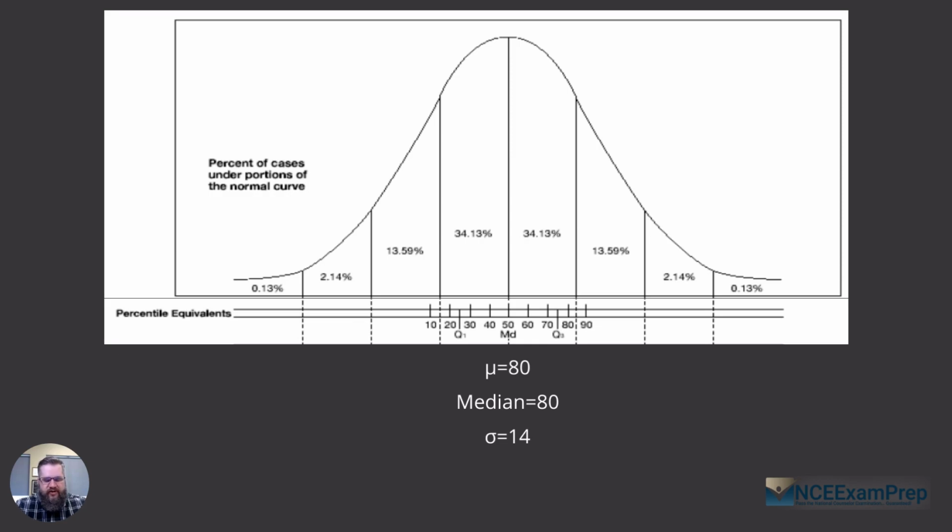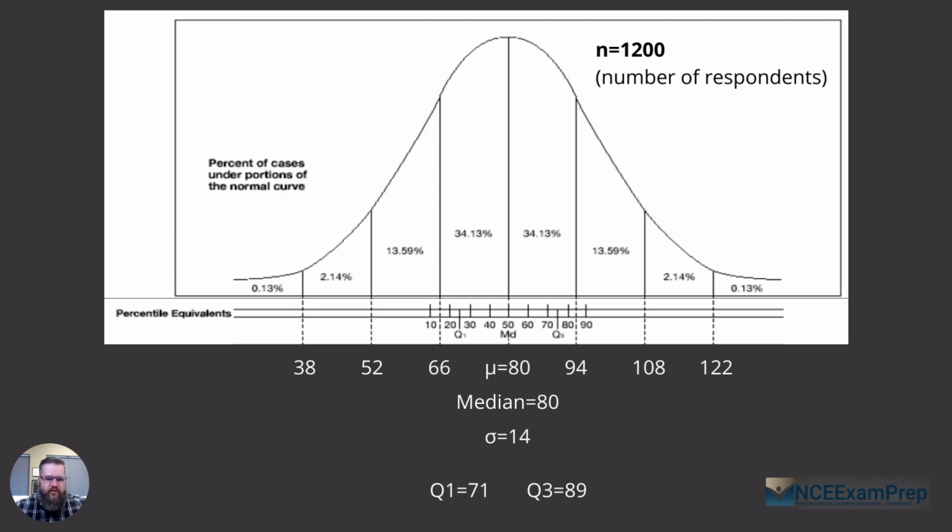So we're not going to really need the standard deviation for this question, but if we were to plot out those standard deviation numbers, again, if the standard deviation is 14, we're going to subtract 14 for each of these sections, and we're going to add 14 for each of these sections. Then we've also been given the quartile numbers. So Q1 is 71, and Q3 is 89, and N is 1200.